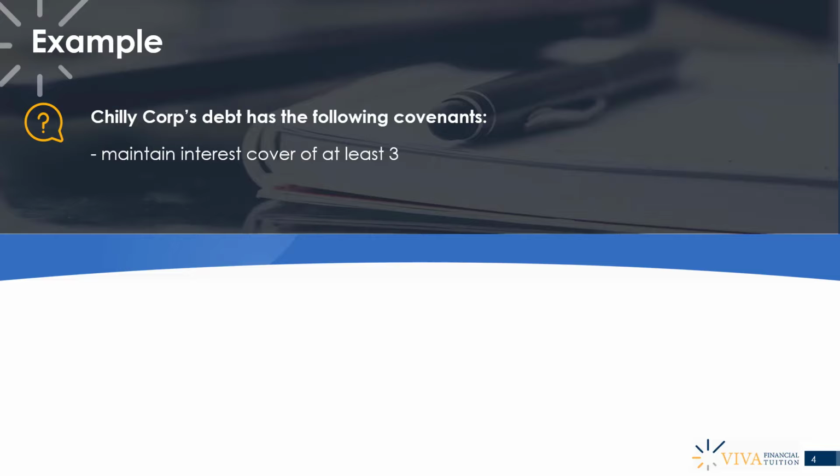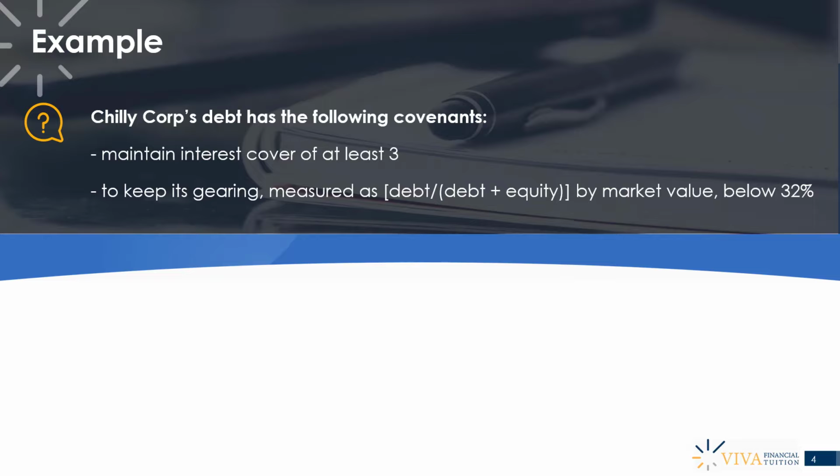So the restrictions on this debt is that you have to have interest cover at least 3 times. That's the debt holder trying to protect their investment. So you need to maintain profitability. And your gearing needs to stay relatively low. So it tells us how to calculate it, debt over debt plus equity, by market value, and that has to stay below 32%. Any higher than that is more risky. More debt equals more risk, doesn't it?